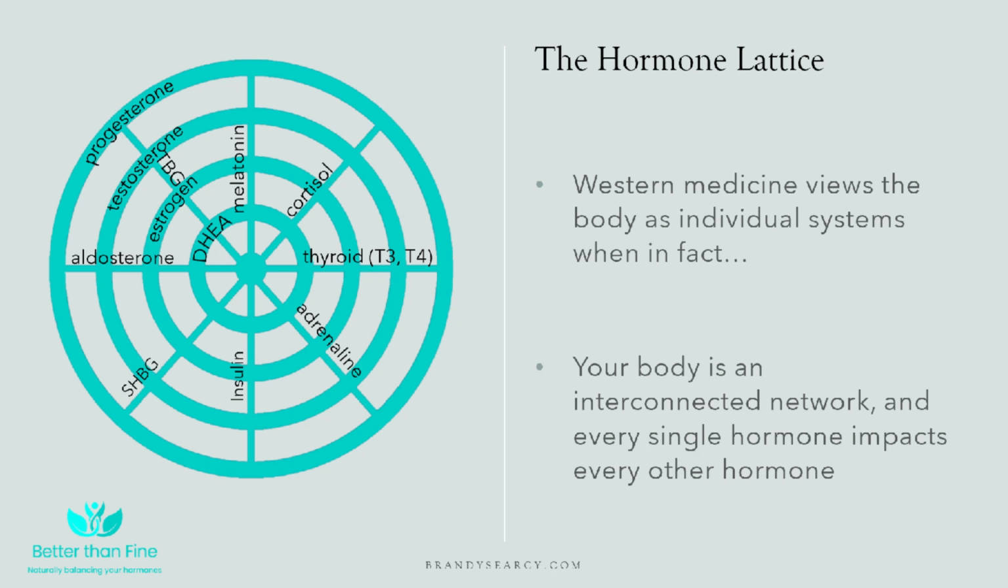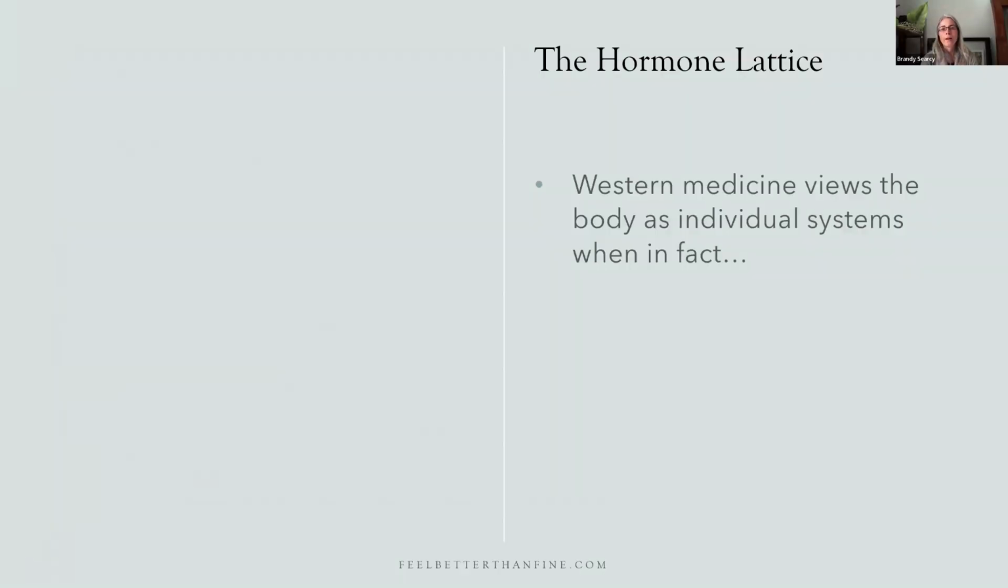What is the hormone lattice? Okay. Western medicine views the body as individual systems. So we have our endocrinologist, we have our cardiologist, we have our urologist, we have our ear, nose, and throat doctor, we have our bone doctor, right? Our orthopedic docs. We pretty much have a doctor for every part, every system within the body.